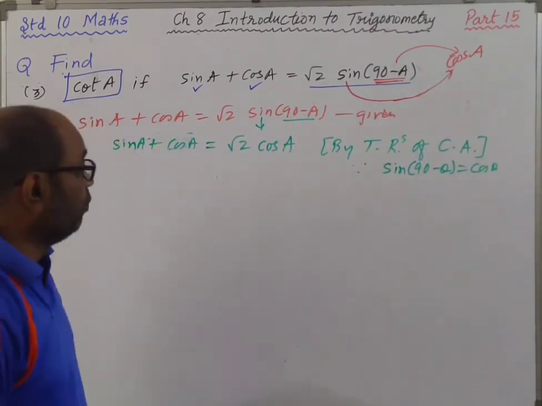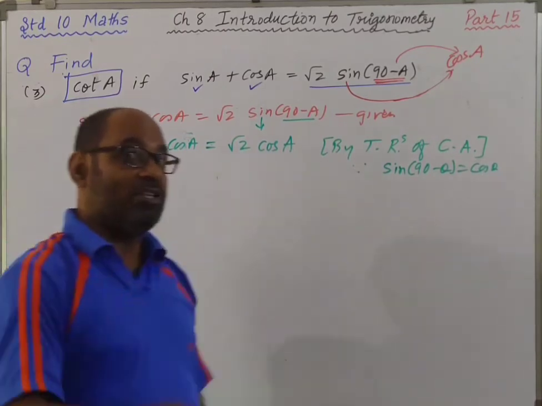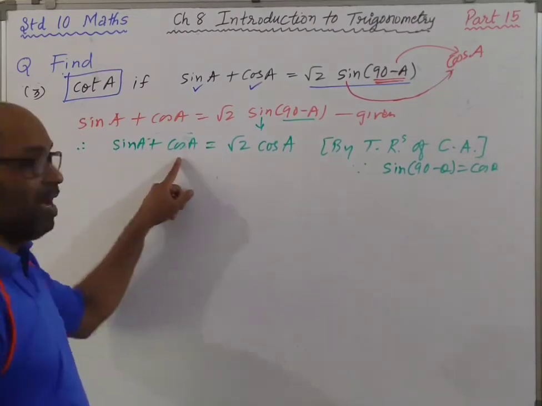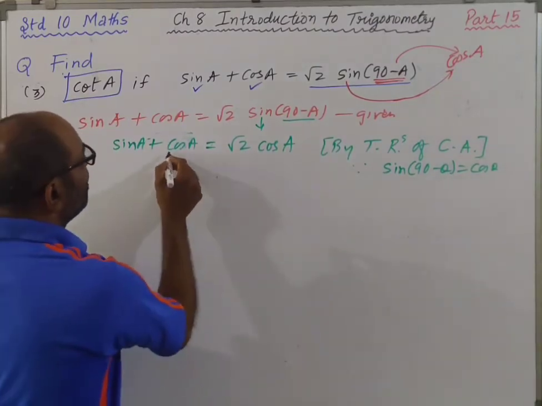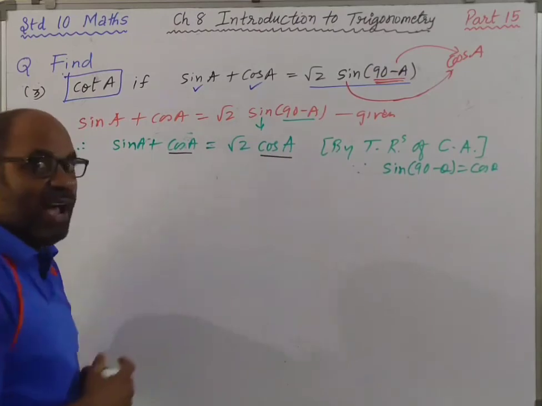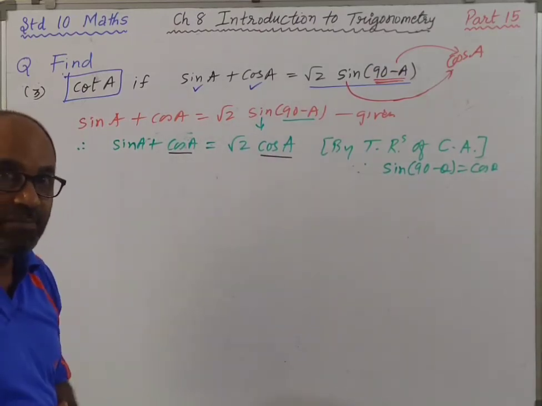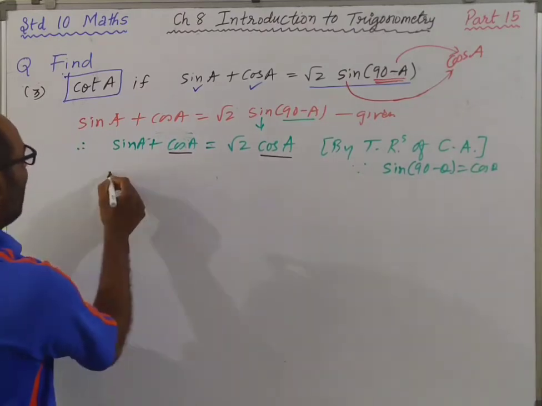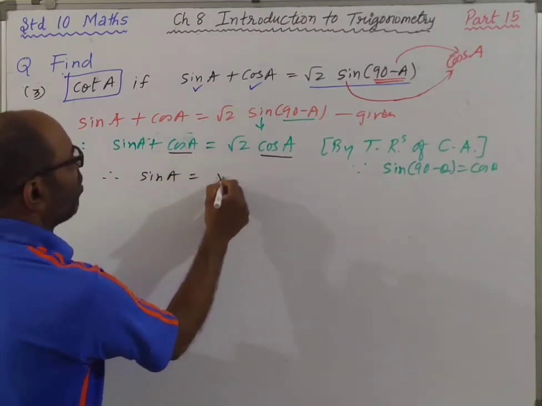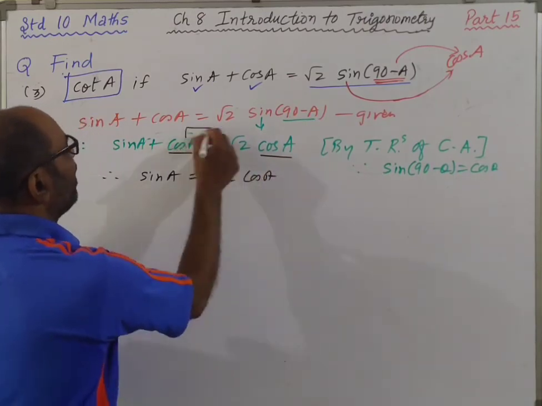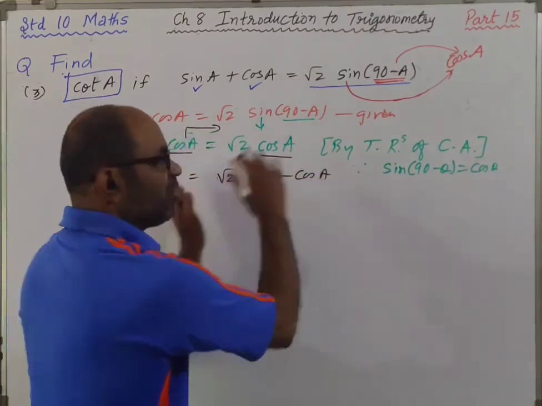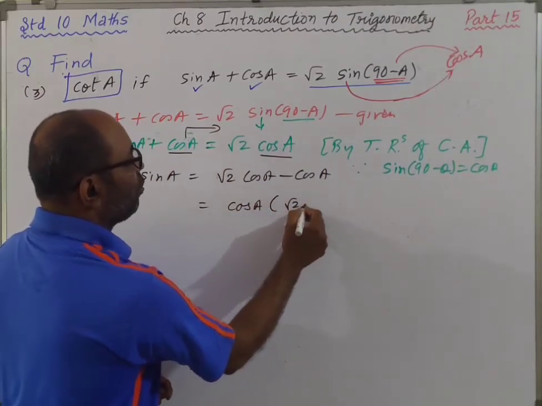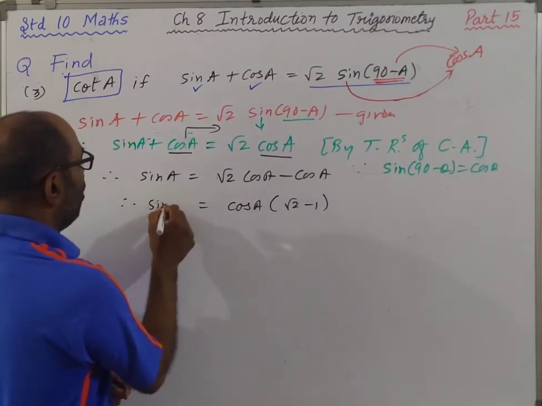Alright, now children, what to do? Like in the previous sum where sec plus tan was given, here sin plus cos is given, but observe nicely, cos is in two places. On the right hand side also there is a term containing cos. Bring the like terms together here. Therefore, sin A is equal to root 2 cos A minus cos A. So cos A is on one side. Take cos A common, children. Taking common, root 2 minus 1, that is equal to sin A.